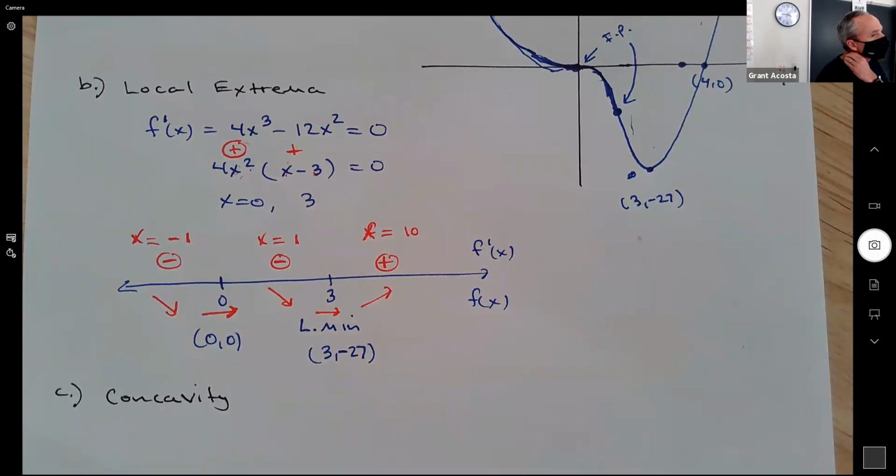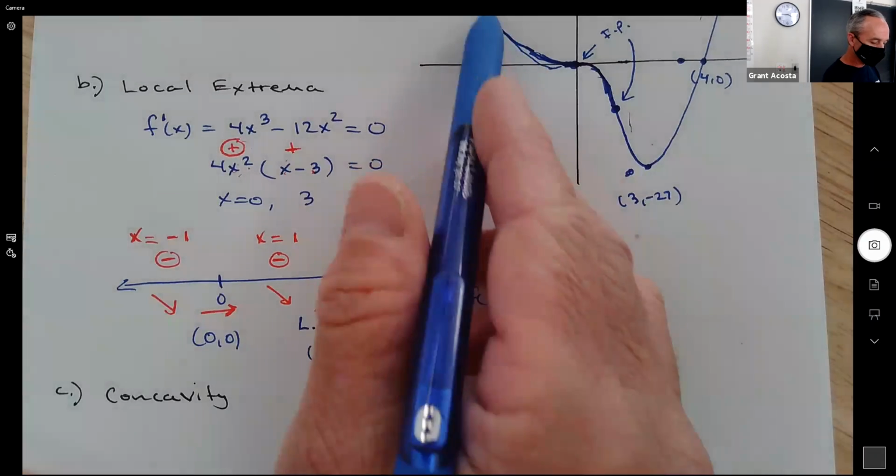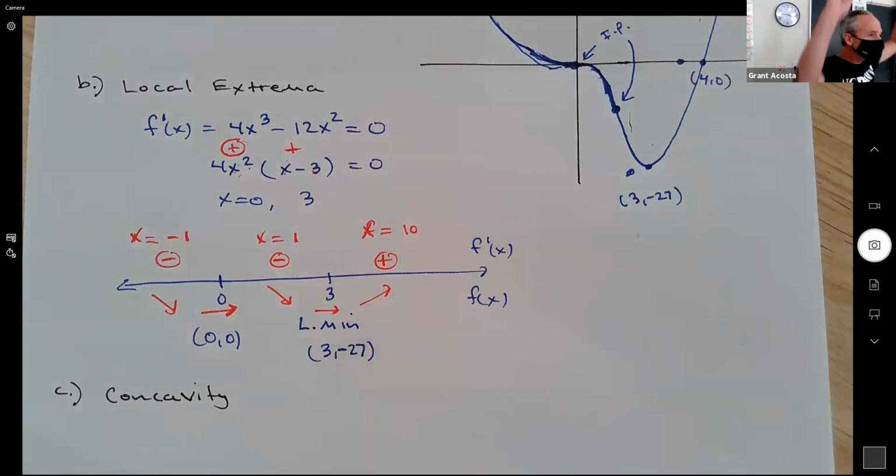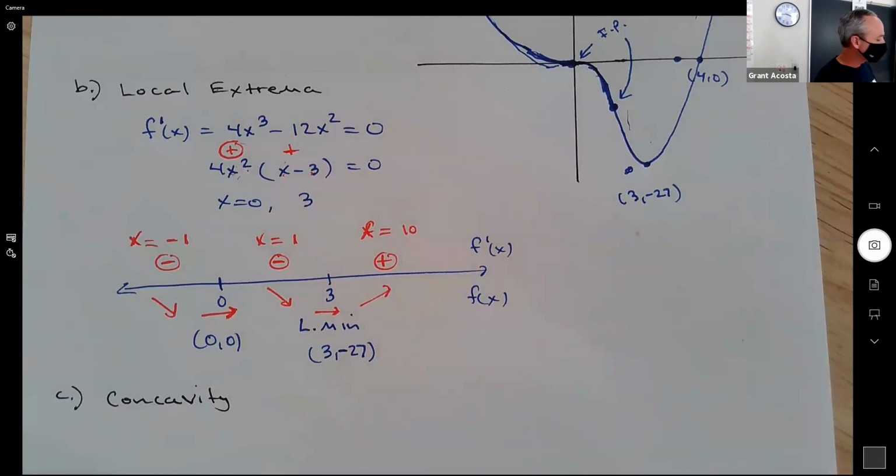My kids don't like to ride roller coasters with me anymore because they say I embarrass them. So like, last time we were riding a roller coaster like this, everybody usually goes, yay, and I'm going, yay, inflection point. And my kids are like, Dad, why does everything have to be math with it?